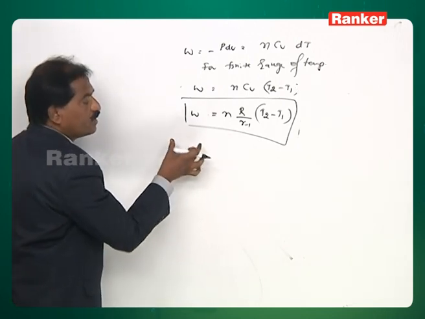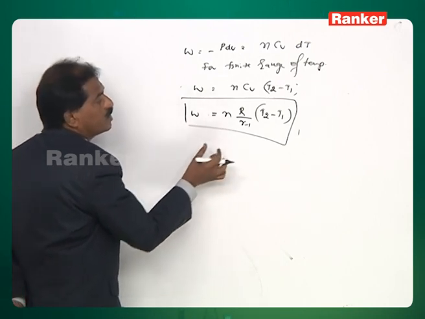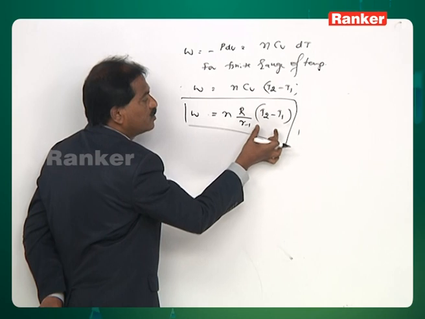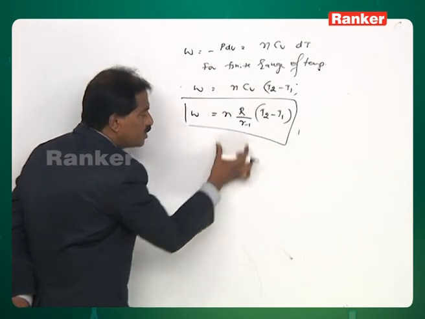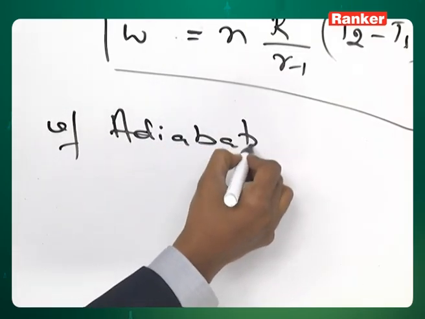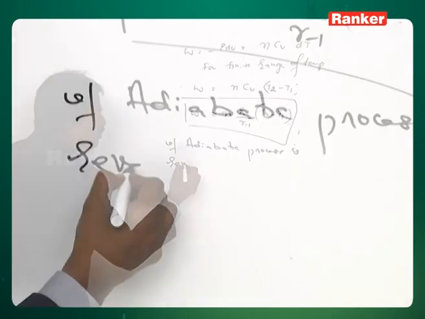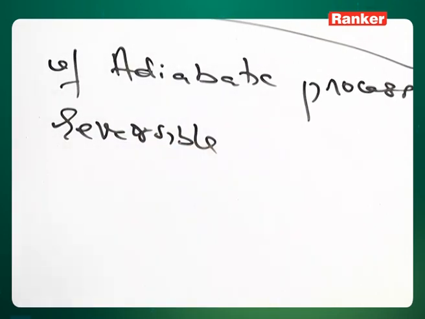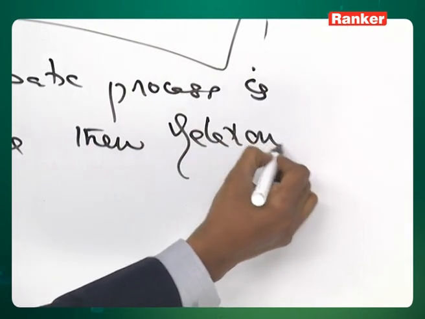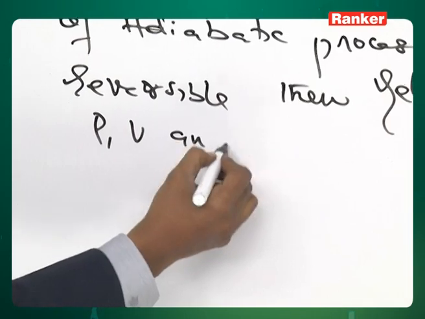Next, if the adiabatic process is reversible, so in certain problems, instead of giving the initial temperature and final temperature, they will give the initial and final pressure and volumes. So by using the pressure and volumes, we have to derive another expression. Therefore, if the adiabatic process is reversible, then the relation between pressure, volume and temperature.